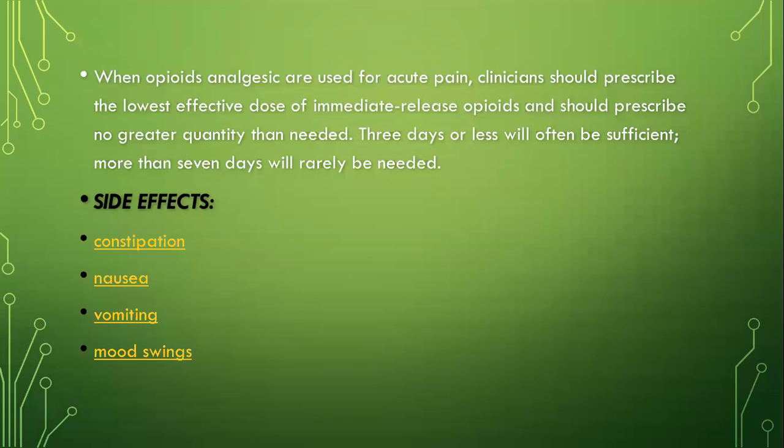When opioid analgesics are used for acute pain, clinicians should prescribe the lowest effective dose of immediate release opioid and should prescribe no greater quantity than needed. Three days or less will often be sufficient. More than 7 days will rarely be needed. Common side effects related to narcotic analgesics are constipation, nausea, vomiting, and mood swings.